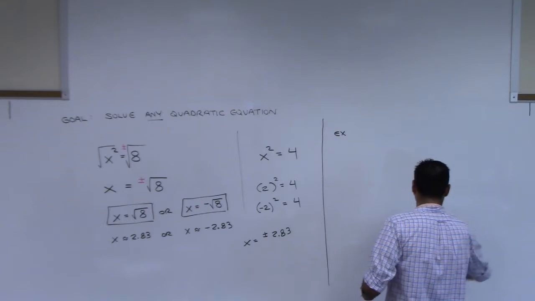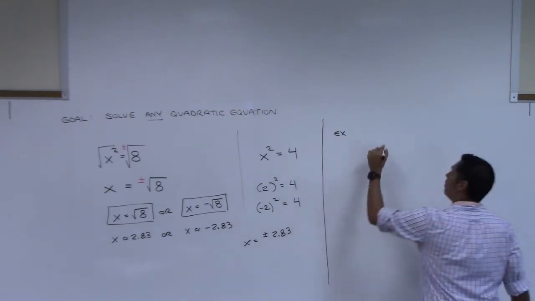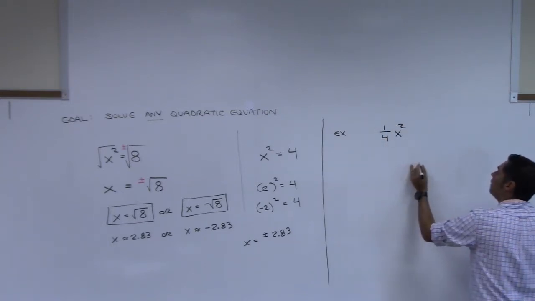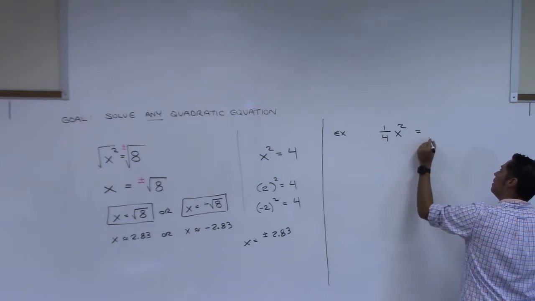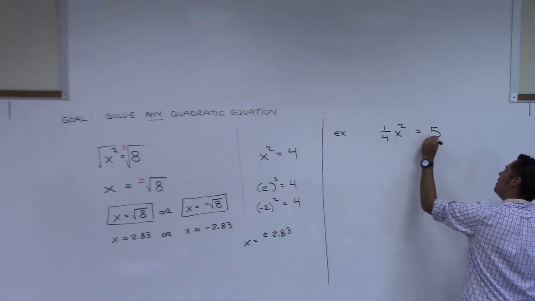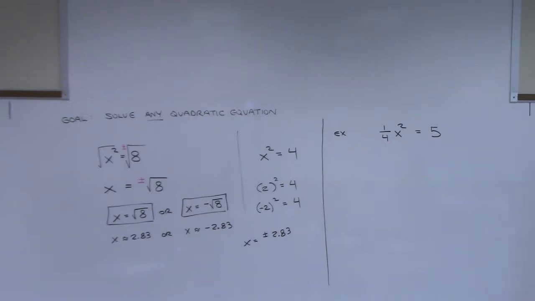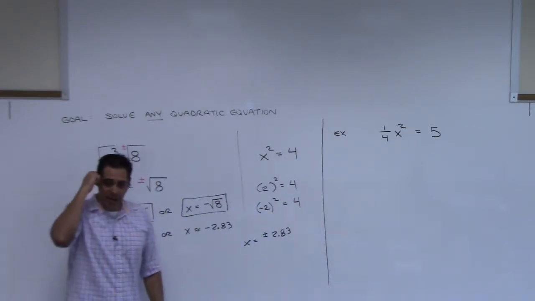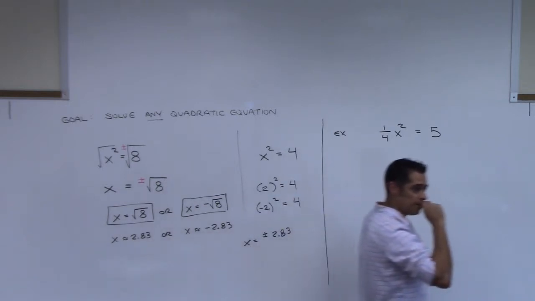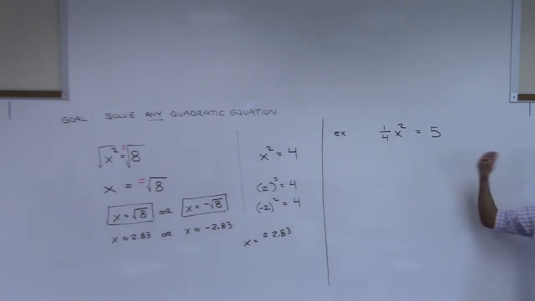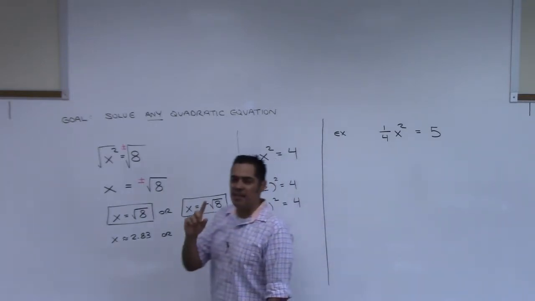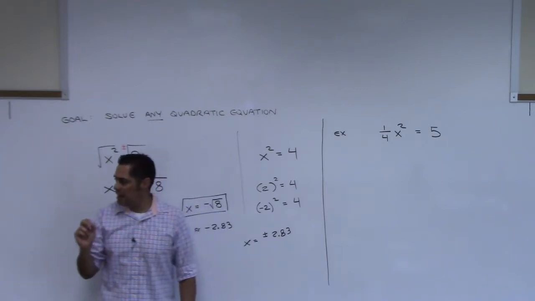How about this one? How about 1/4 x squared equals 5? Let's see if we can do this a little faster than the last one. Is this a quadratic equation? Yes? You see x squared? You see an equal sign? Yes? Okay. Is this one missing the x term? Yes, it's missing the x term, right?